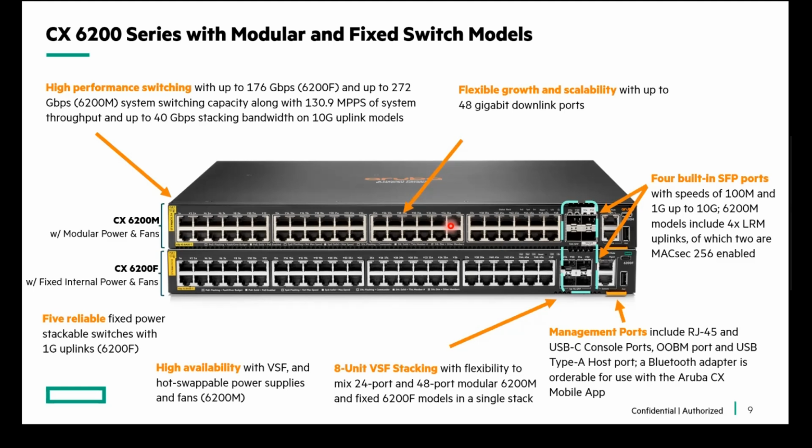On the front panel, you have 4 SFP+ uplinks, so 4 10 gig uplinks, which have the capability of LRM on all 4 uplinks, as well as 2 of those are MACsec enabled. So we have MACsec 256 on there. So you can see them highlighted there. They are the gray highlighted ports there on the front panel.